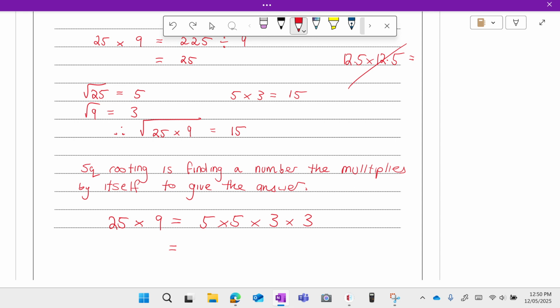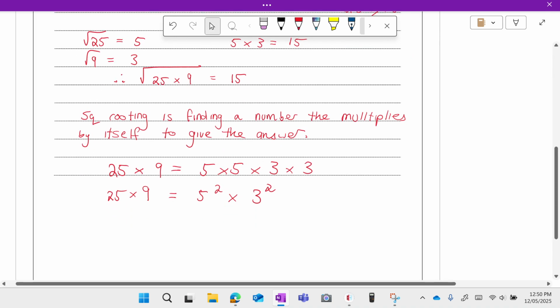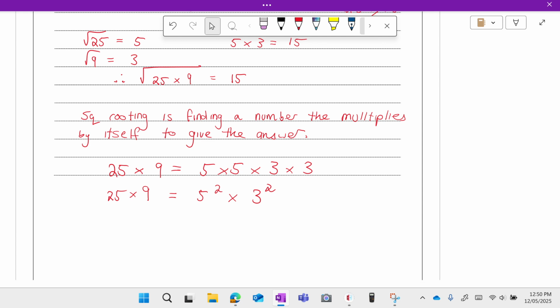Beautiful. What do we call that? Squared, good Isla, times by what? Ethan? 3 squared. Okay, so we've just figured out that 25 times 9 is 5 squared times 3 squared.